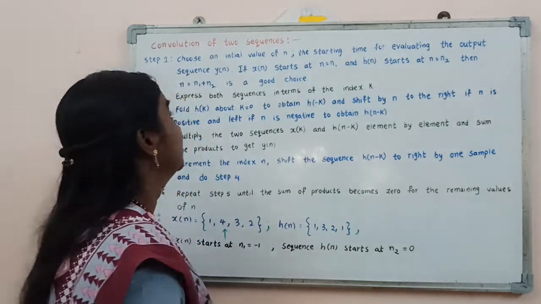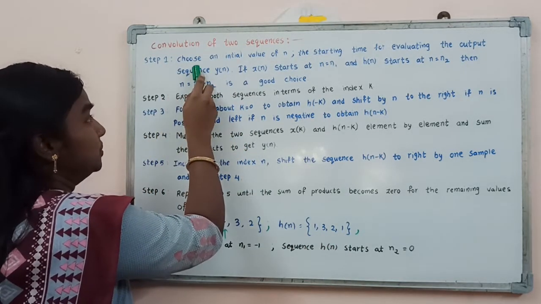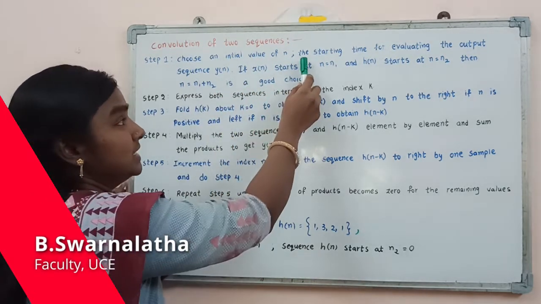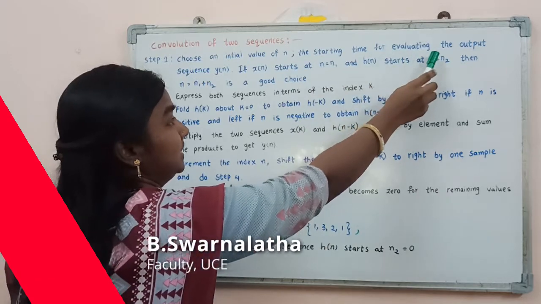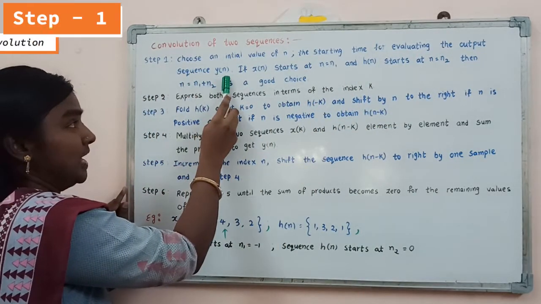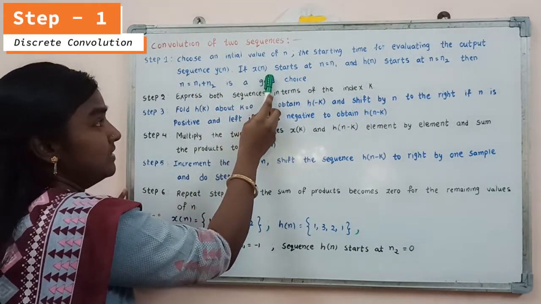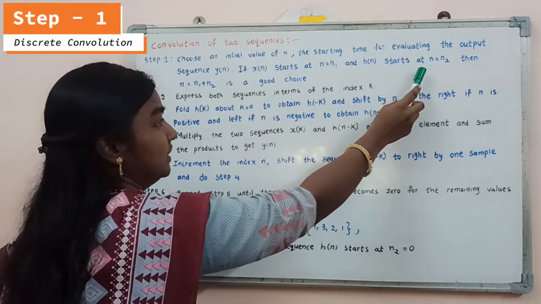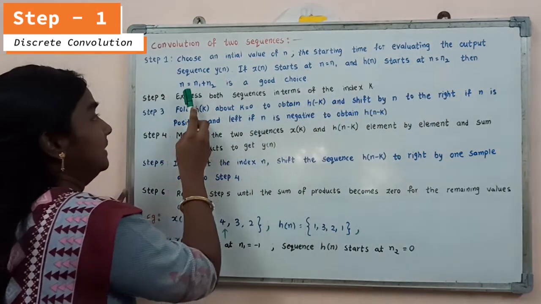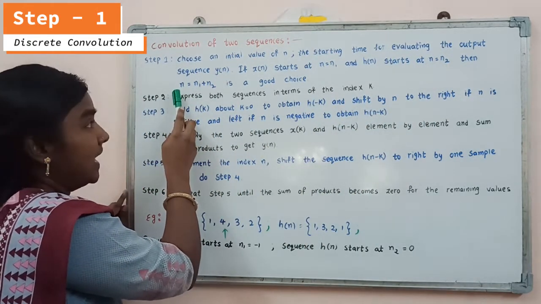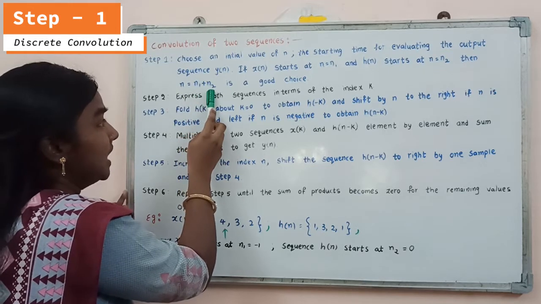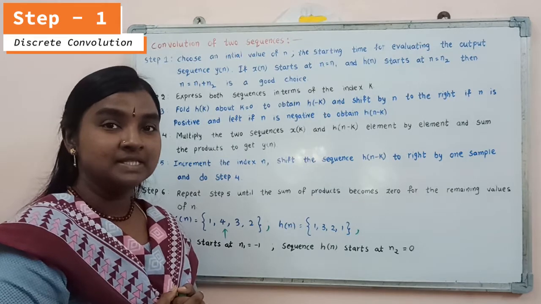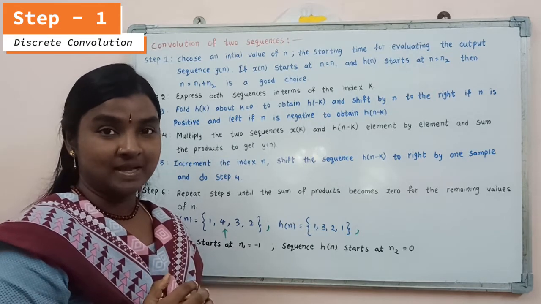Here, in step 1, choose an initial value of n, that is the starting time for evaluating the output sequence y of n. If x of n starts at n equal to n1 and h of n starts at n equal to n2, then n equal to n1 plus n2 is a good choice. Now I will explain this step 1 with one example.